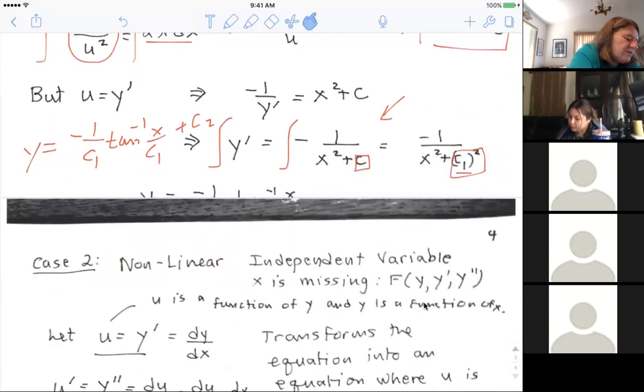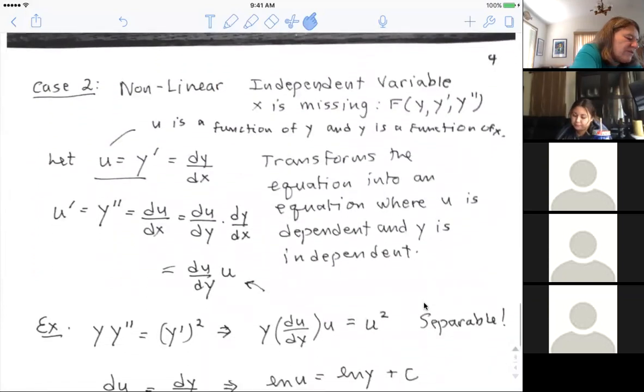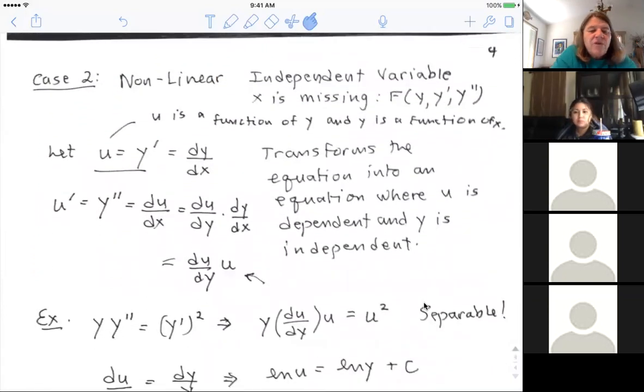The last one I'm going to look at looks like this. We're going to have something that's nonlinear, and the independent variable is missing. In other words, x is missing. These are easy to identify.